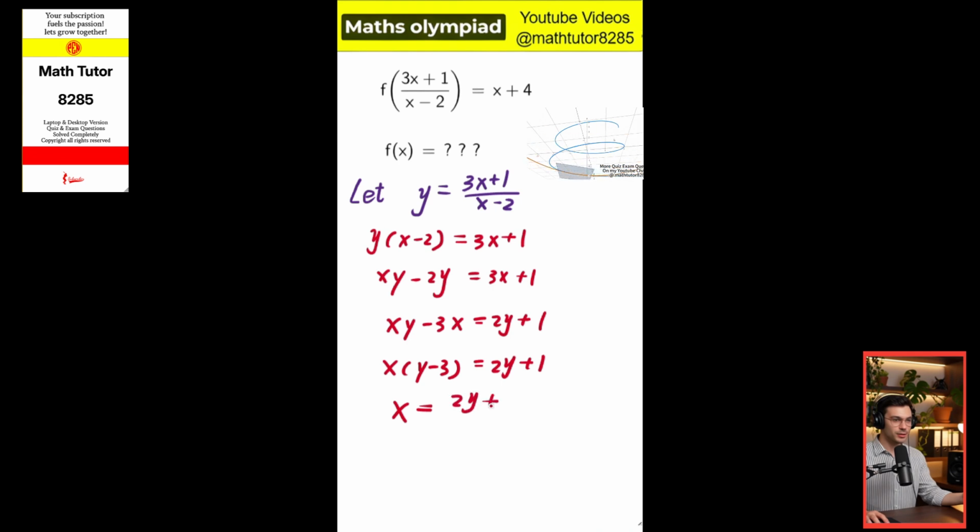Factor out x. That gives x times (y minus 3) equals 2y plus 1. Now divide both sides by (y minus 3) to get x equals the fraction of 2y plus 1 over y minus 3.